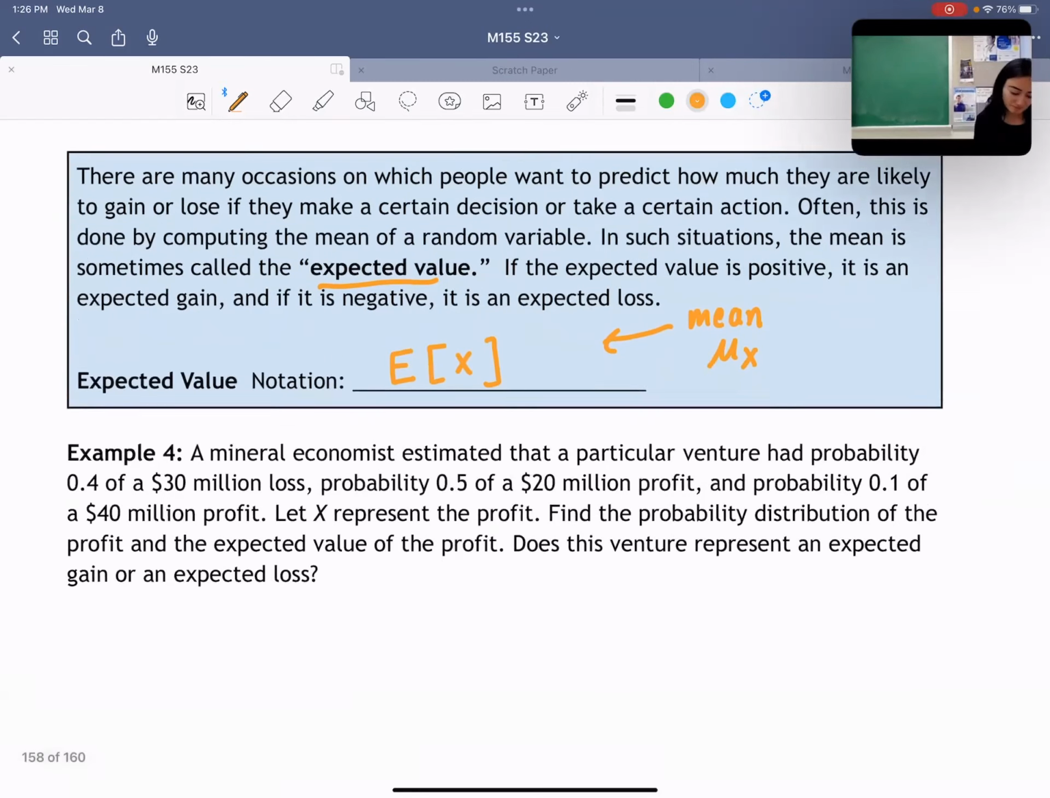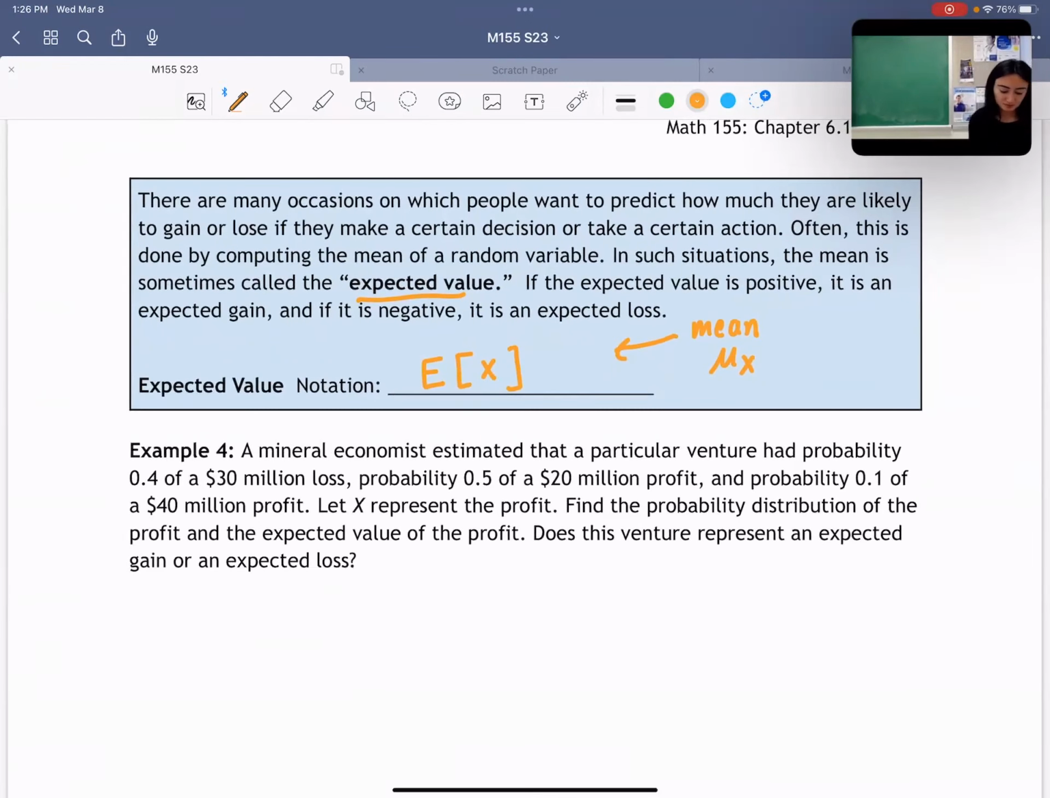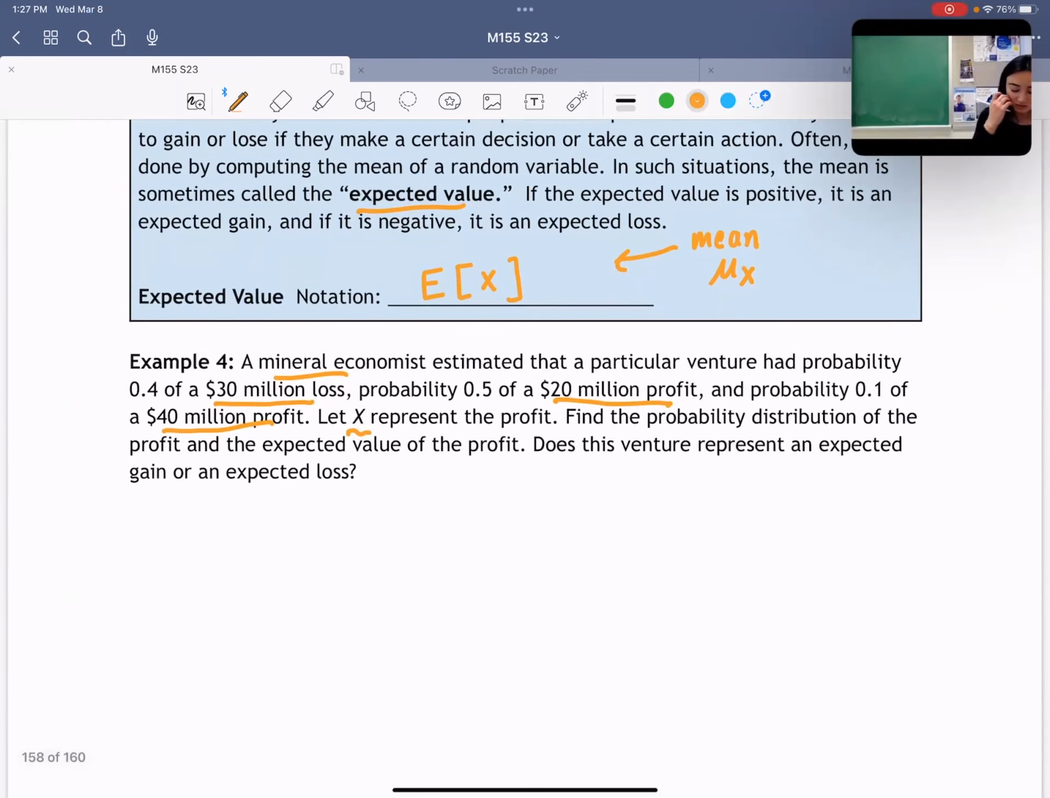Okay, let's do an example. Here we have a mineral economist. Cool job. And what this economist is doing is predicting the probability of a $30 million loss, a $20 million profit, and a $40 million profit. X here, our random variable, is representing the profit, or how much money we're going to make. The first thing it tells us to do is to make the probability distribution. So we actually have to make the chart here.